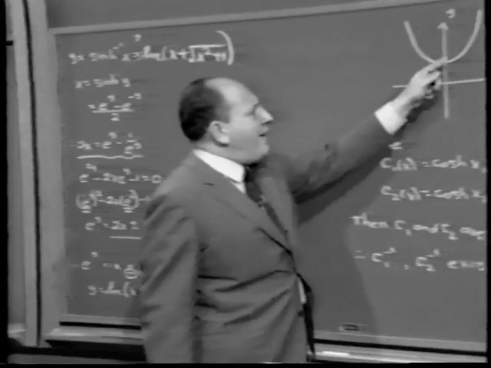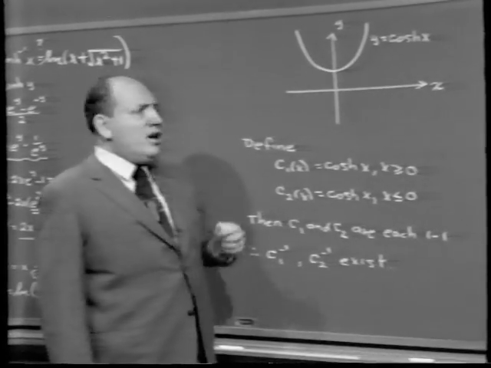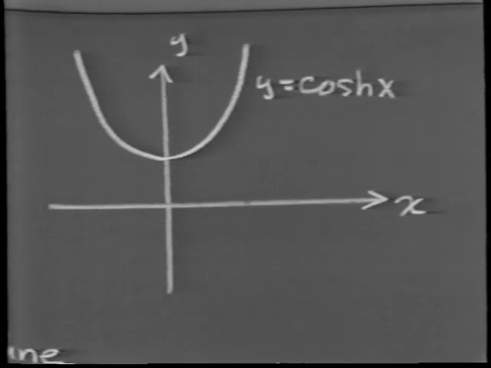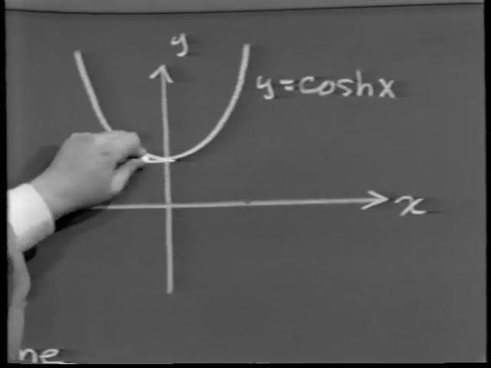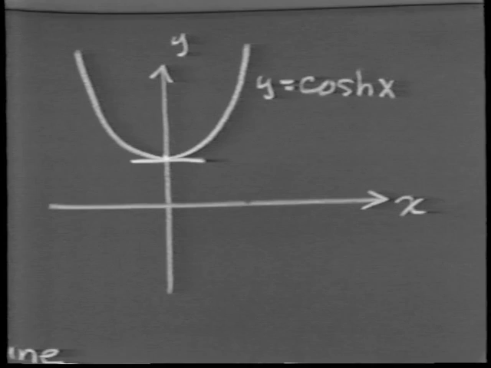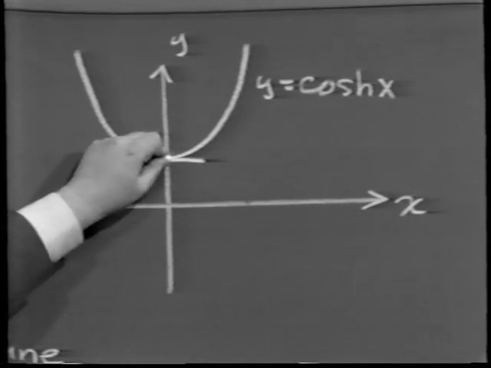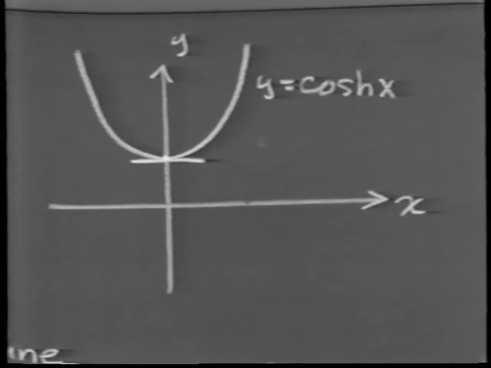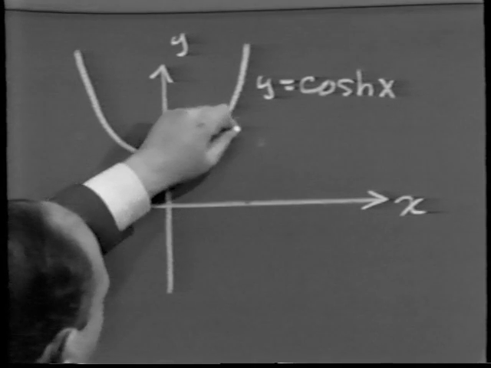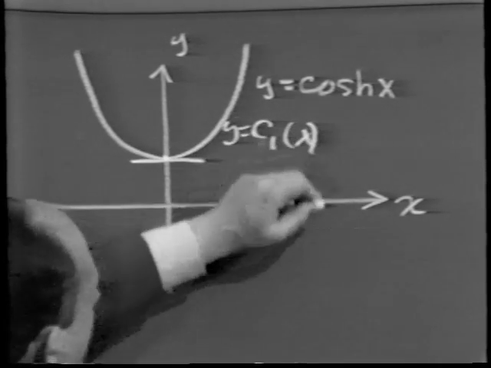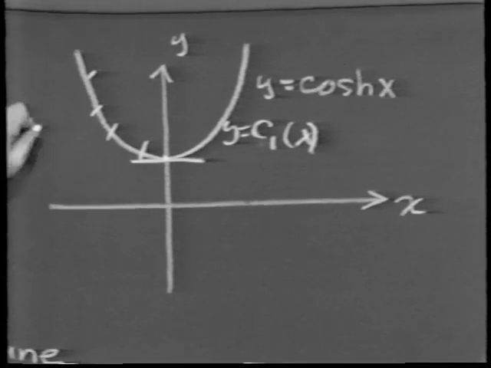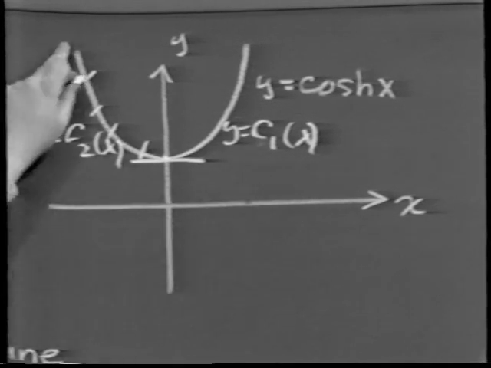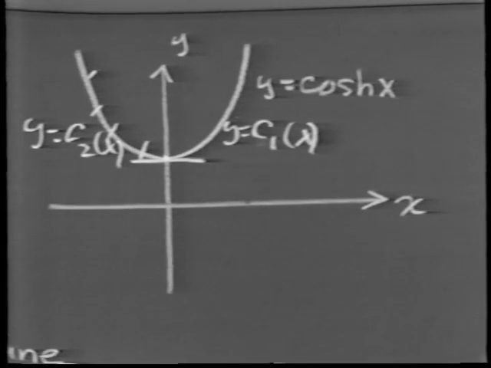Namely, if we look at the graph y equals hyperbolic cosine x, observe that whereas the function is single valued, it is not 1-to-1. In fact, there is a zero derivative at this point here, which leads us to believe that maybe what we should have done was to have broken this curve down into the union of two 1-to-1 functions. Let me call this curve y equals c1 of x, and let me call this branch here y equals c2 of x. Notice that both c1 of x and c2 of x are 1-to-1 functions.